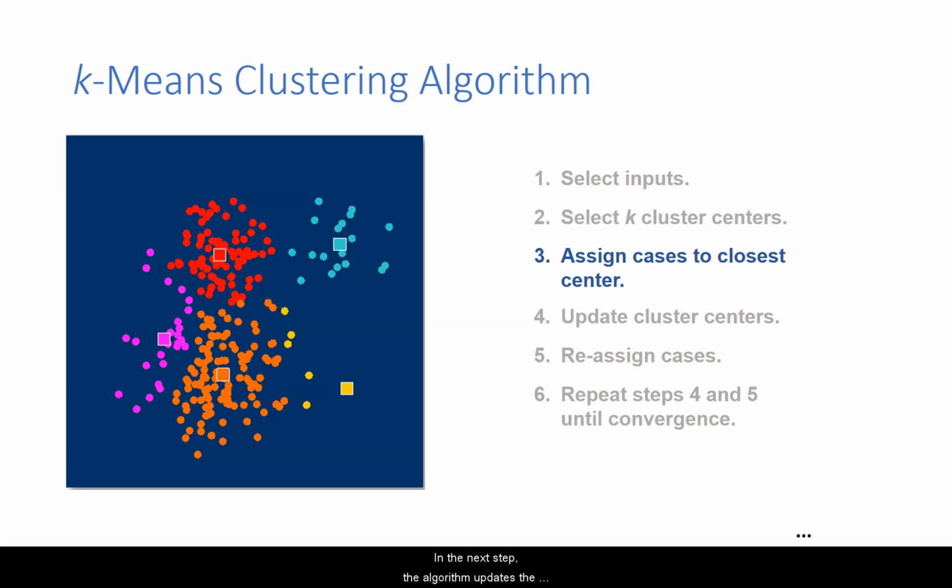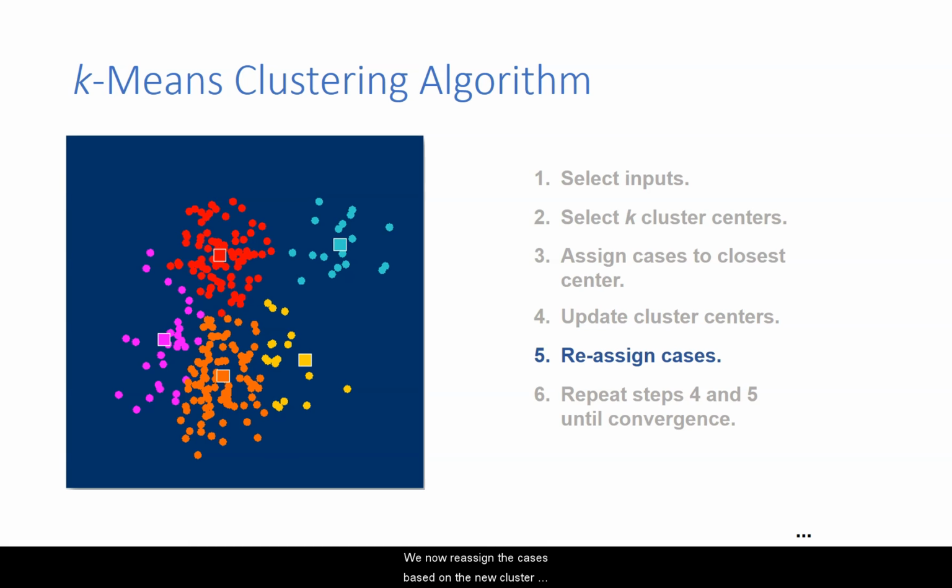In the next step, the algorithm updates the cluster centers by recalculating the cluster centroids using the observations in the clusters. Let's see what happens to the yellow cluster. As you can see here, the cluster center of the yellow cluster has moved to the left. The cluster centers of other clusters also moved, but not as dramatically as the case of the yellow cluster. Now the cluster centers are more physically located in the middle of the clusters.